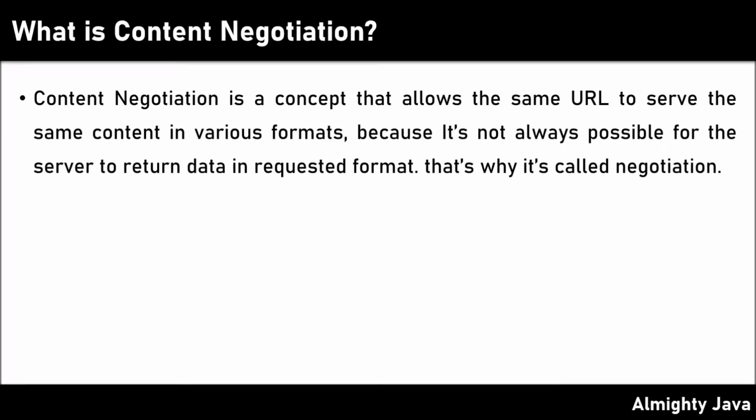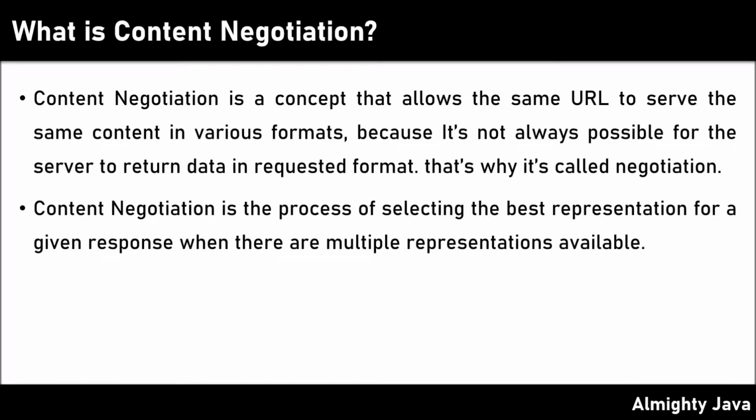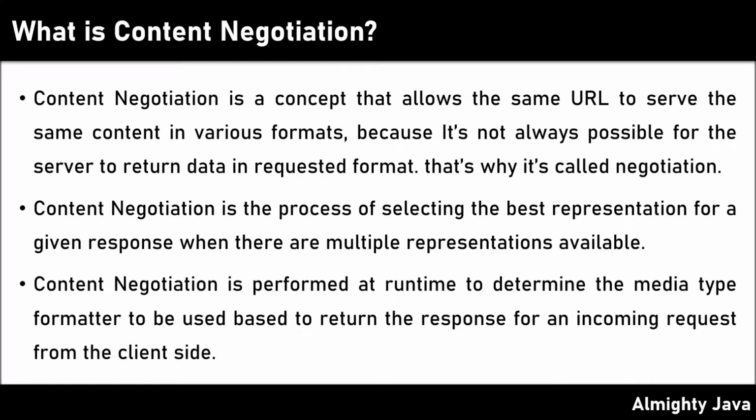Content negotiation is a concept that allows the same URL to serve the same content in various formats, because it is not always possible for the server to return data in the requested format. That is why it is called negotiation. Content negotiation is the process of selecting the best representation for a given response when there are multiple representations available. It is performed at runtime to determine the media type formatter to be used to return the response for an incoming request from the client side.